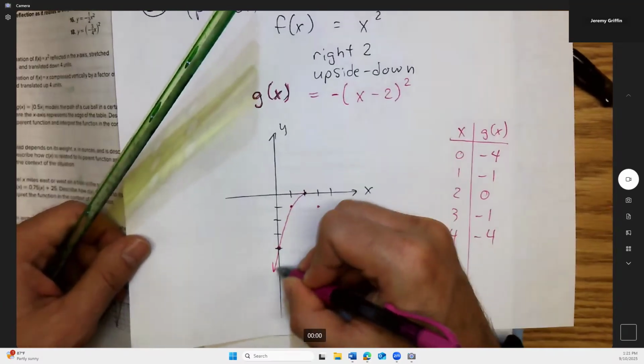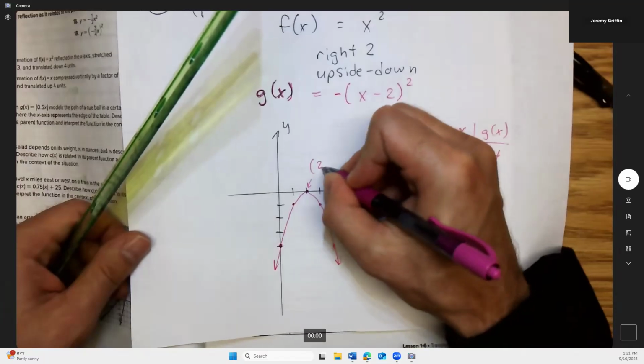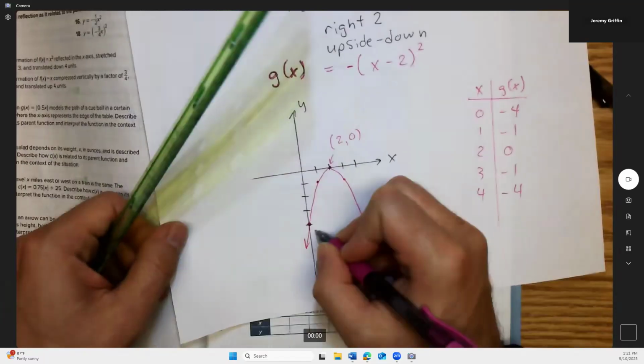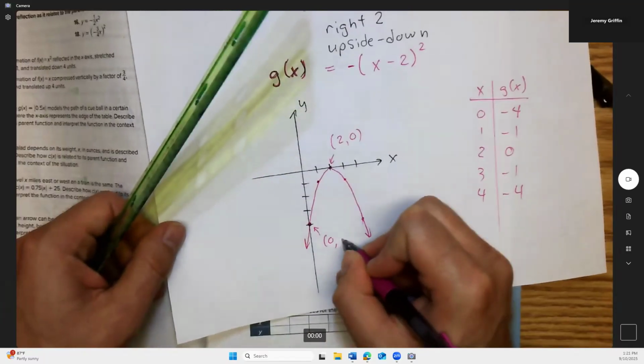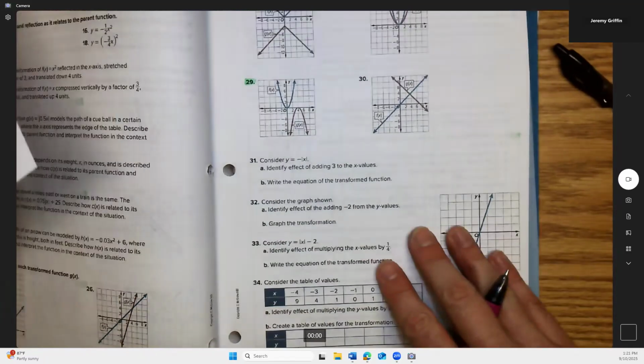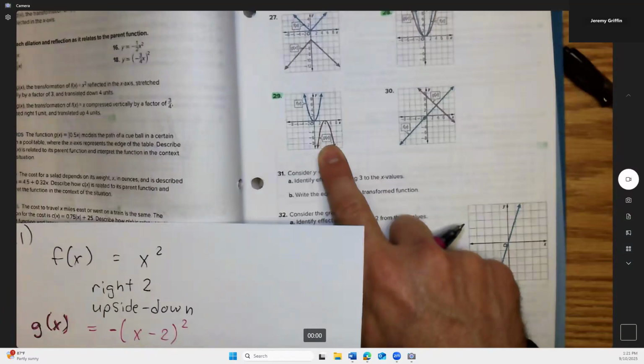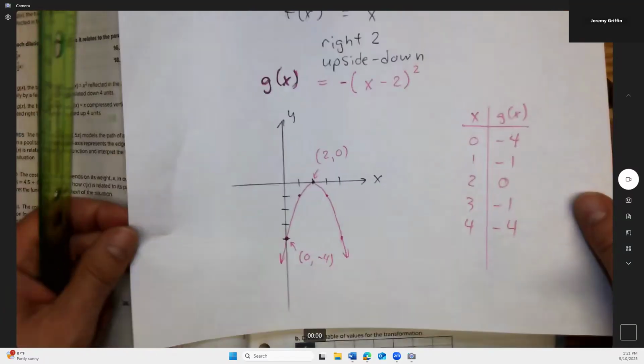Looks like an upside down parabola with the vertex at 2 comma 0, and there's definitely a y-intercept here at 0, negative 4, right? Is that exactly the transformation we were trying to make? Make sure it is. Oh yeah, there it is right there. Yeah, that's exactly the same thing, exactly g of x. So we nailed it.